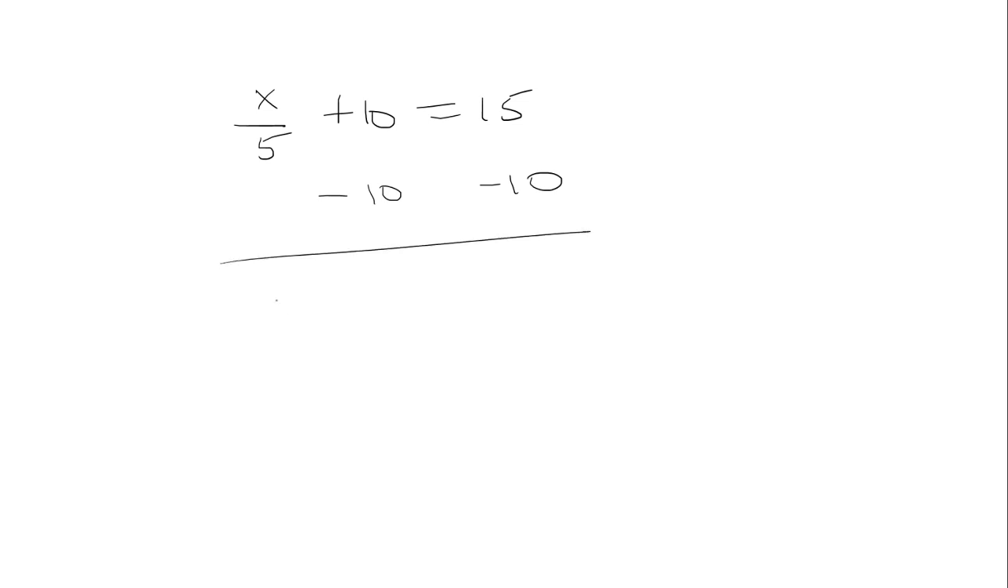We're given x over 5 plus 10 is equal to 15. The first thing we're going to do is subtract both sides by 10. So we have x over 5 equals 15 minus 10, which is 5. And so multiply both sides by 5 to get 25.